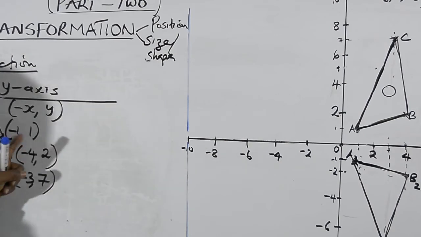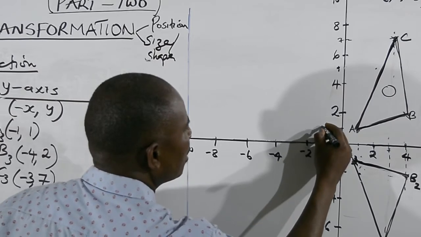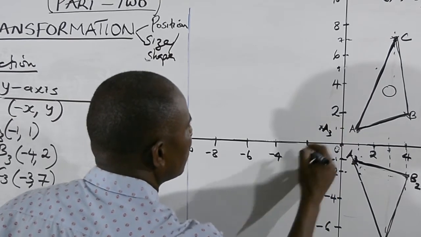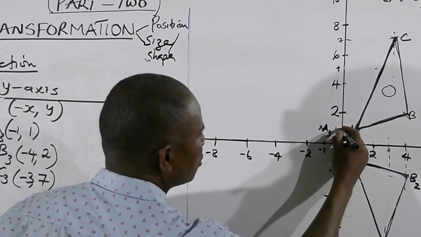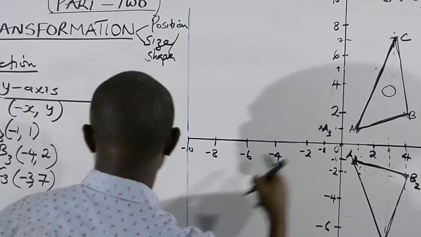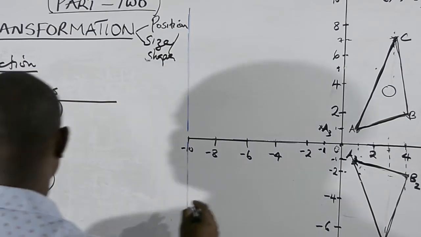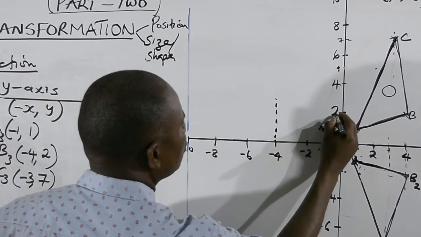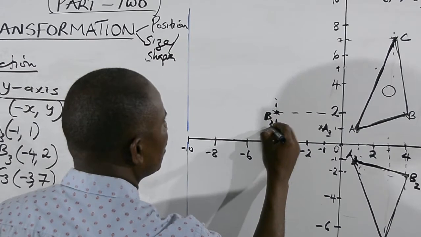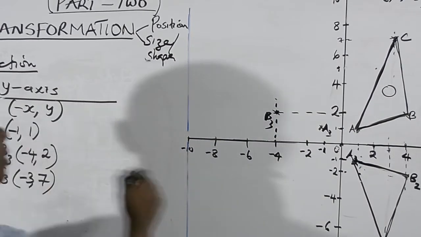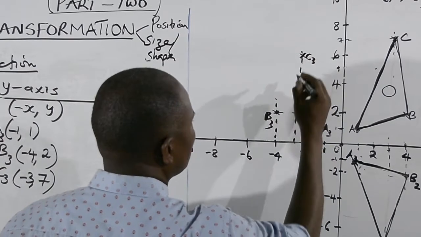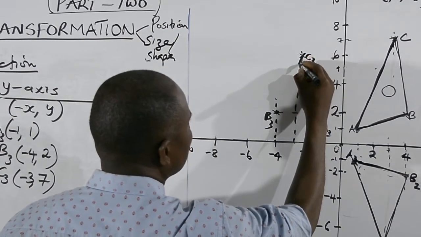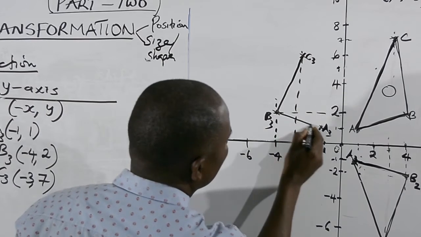In the y-axis, A is minus 1, 1. So it's minus 1, 1. This is A3. Now B3 is minus 4 and 2. This is B3. And we have minus 3 and 6. This is C3. So you have this guy coming like this, there and there.